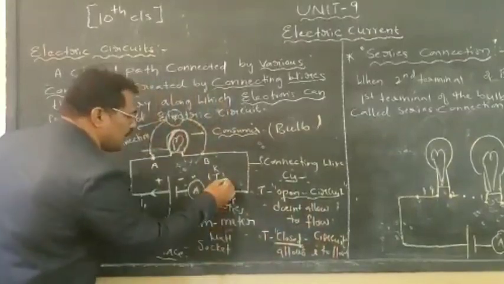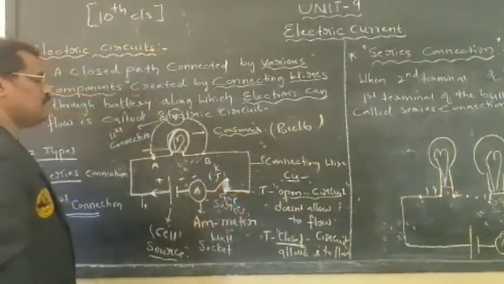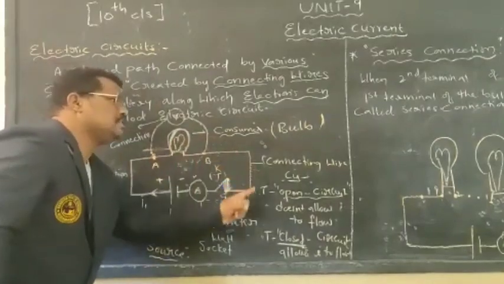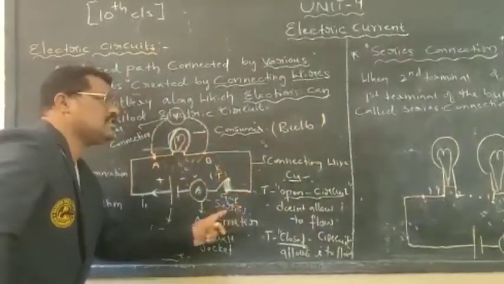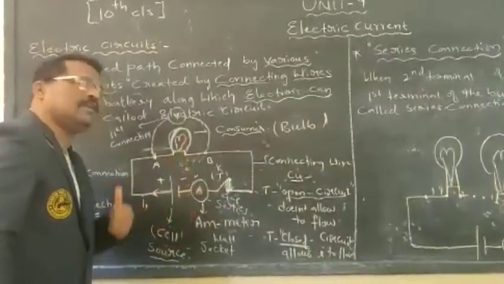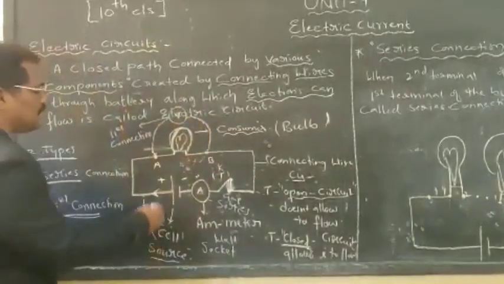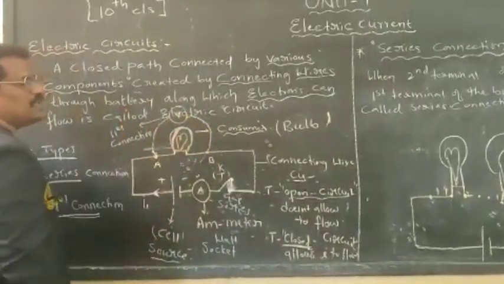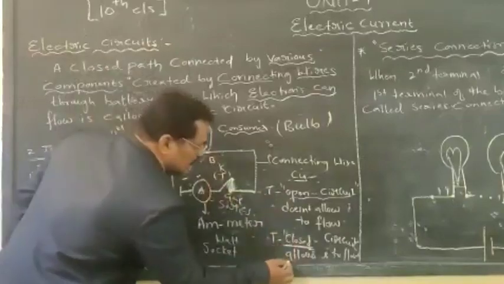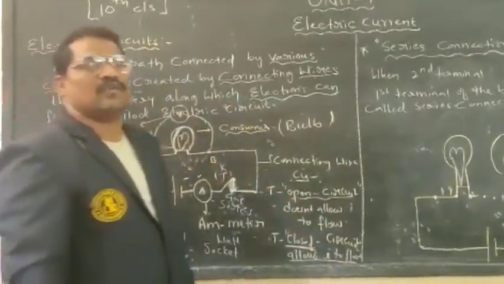Next, a closed circuit means the key is in contact with this particular terminal, so there is no gap around the connecting wires, consumer, battery, ammeter and voltmeter. Due to that, current starts flowing from high potential to low potential, which allows current to flow. That is called a closed circuit.